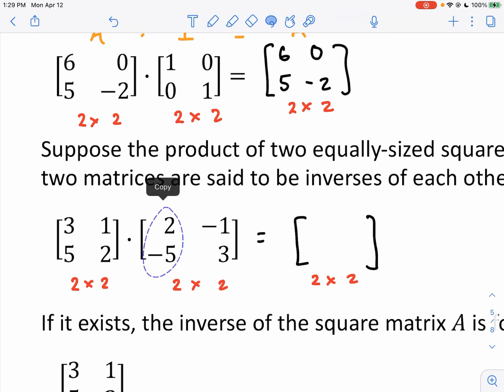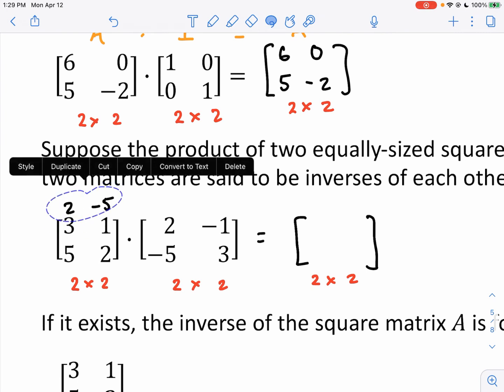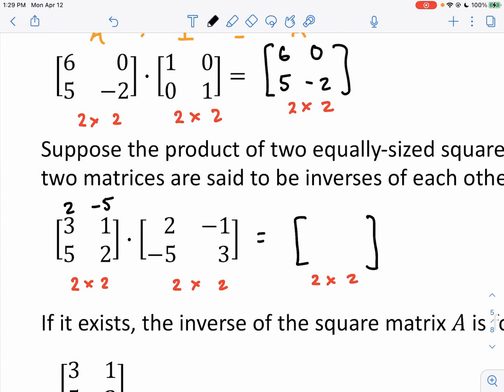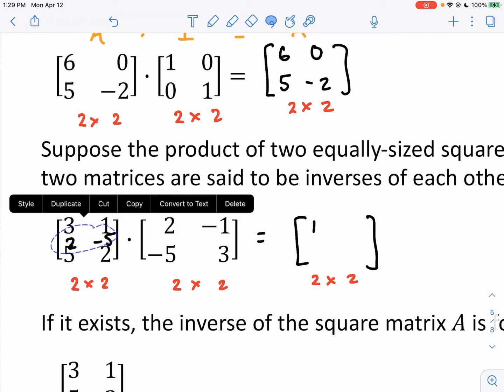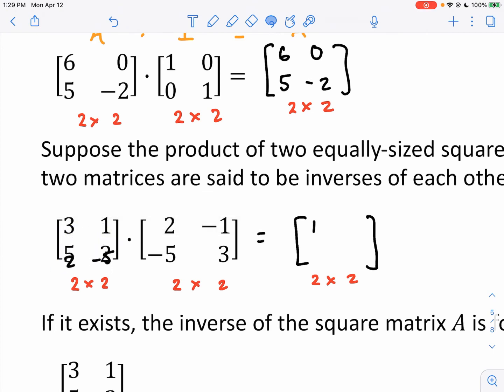I'm going to grab the 2, negative 5, drag them out over here, 2, negative 5. Drop them down and combine. So we do 2 times 3 is 6, and negative 5 times 1 is negative 5, and combine those, we get 1. Drop it down to here. 2 times 5 is 10, and then add it to negative 10, so we get 0. So we got 1, 0 is the first column.